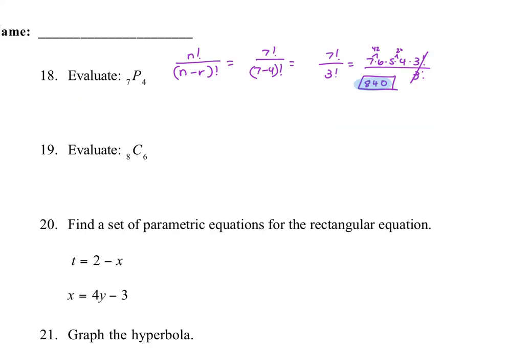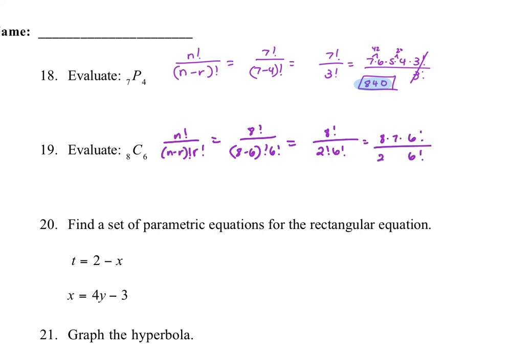For C, again, there's a button on your calculators that does this, but this is n factorial over n minus r factorial times r factorial. So I get 8 factorial over 8 minus 6 factorial times 6 factorial. I get 8 factorial over 2 factorial times 6 factorial, 8 times 7 times 6 factorial, and then 2 times 1. So these cancel. 2 goes into 8 4 times, and you get 28. Which I think is different on your answer key, so that is the correct one.